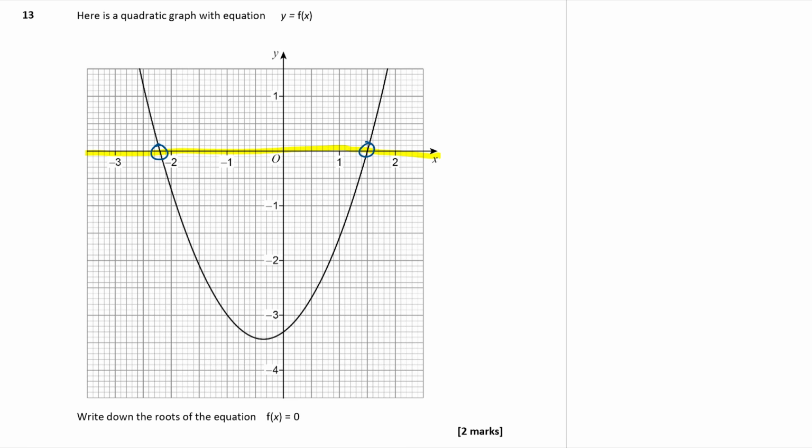So that one on the left, x is going to be equal to, well, it's 2 little squares along from -2, and there are 10 going up to -3. So that's going to be -2.2. So that's one of my roots. And the other one is smack bang between 1 and 2, isn't it? So that's x equals 1.5. That's my second root. So -2.2 and 1.5.